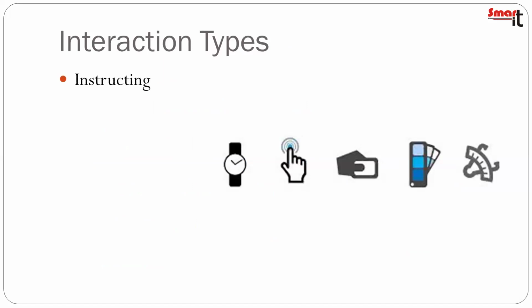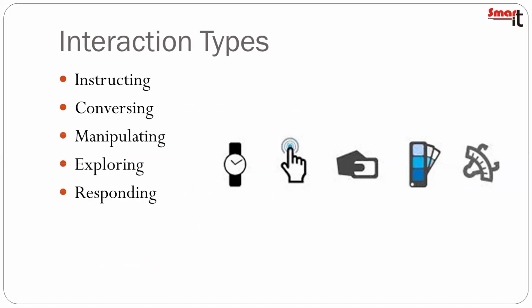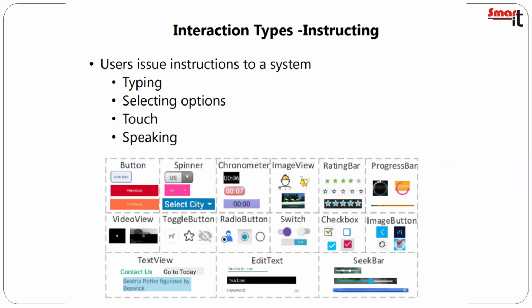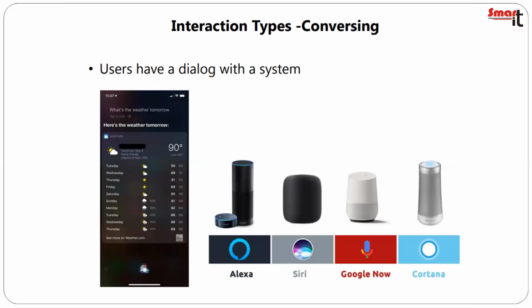Then if we talk about interaction types, these are the types we are going to interact with: instructing, conversing, manipulating, exploring, responding. Under instructing, the user issues instructions to the computer. It may be typing, selecting some options, touch, or speaking. So these are giving some instruction.